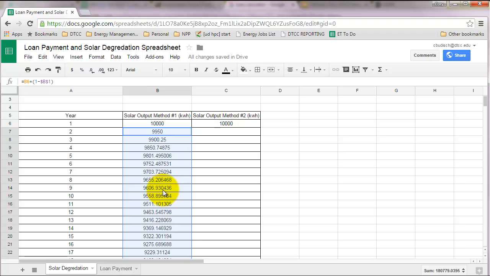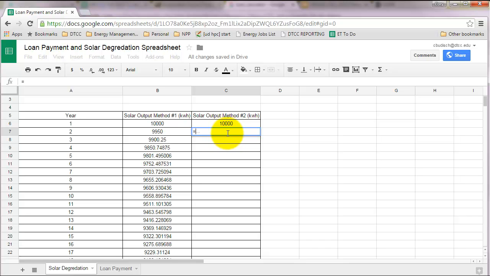So this gives us a powerful tool now. Because every single time, what we're doing is multiplying the cell before it by 1 minus B1. So this is 10,000 times 1 minus B1, and this is 9,950 times 1 minus B1. Really, though, we could just say this cell right here is 10,000 times 1 minus B1 squared. This one is 10,000 times 1 minus B1 cubed. So we can use that.